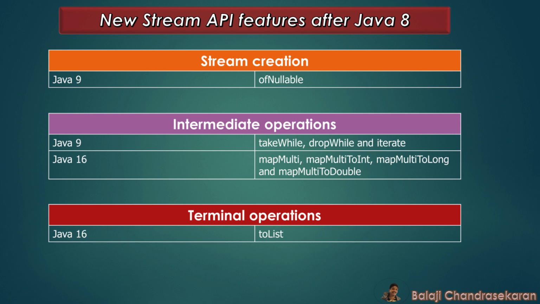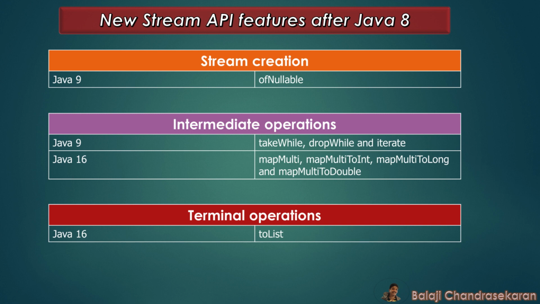Please go through my other sessions if you want to learn or refresh the Stream API concepts. As part of the Stream API creation, there is a new method, the ofNullable method, added in Java 9, which helps to handle null values in streams. It creates an empty stream if the input element is null or gives a sequential stream containing the given input element.